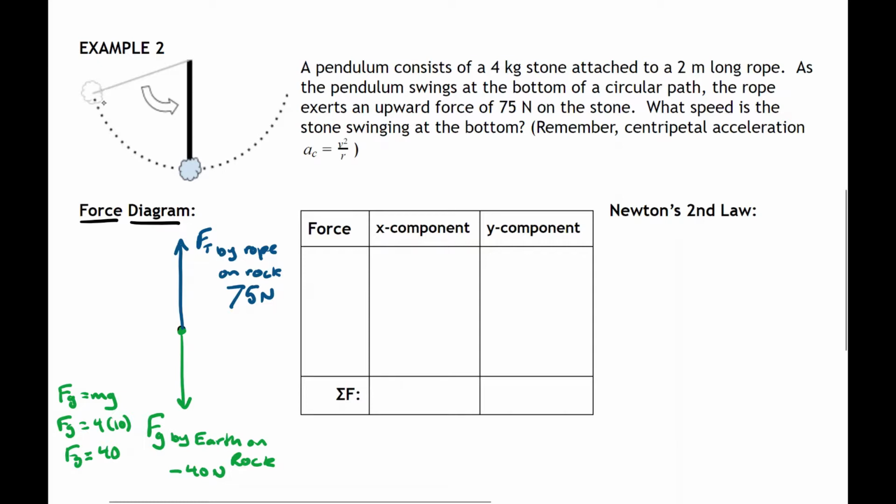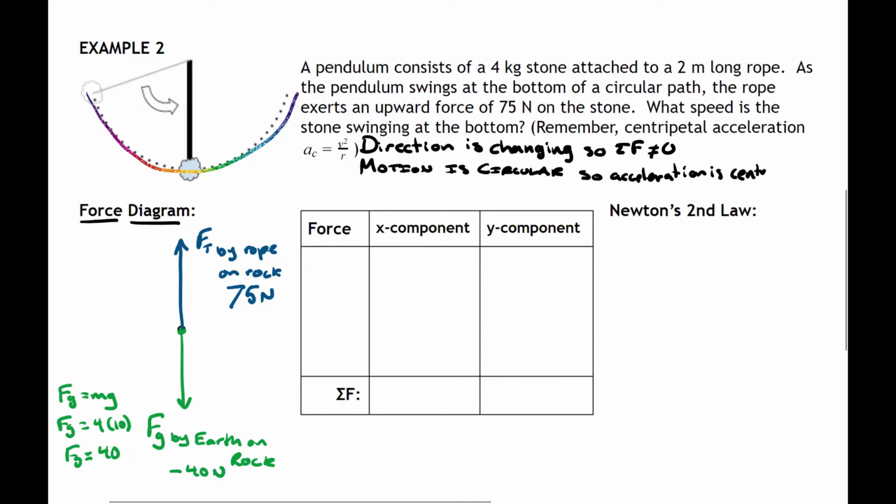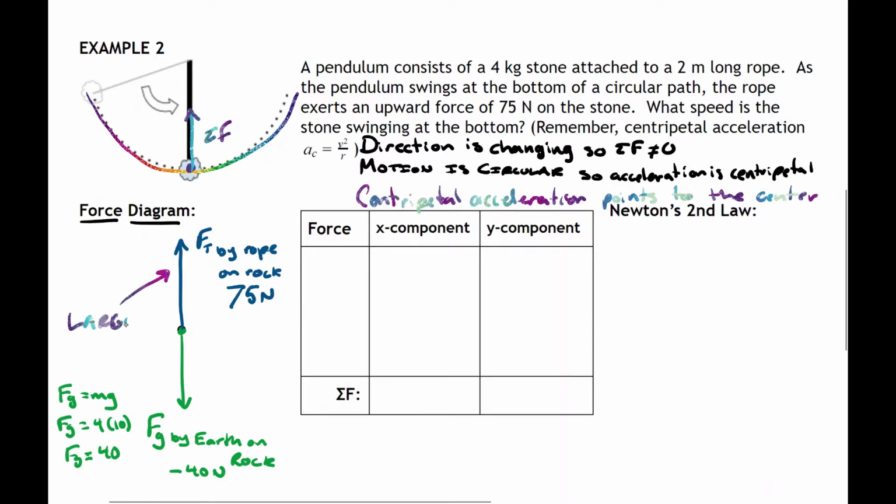Because this object is undergoing circular motion, the rock swings in a circular path. So we know the direction is changing, which means the net force is not 0. The motion is circular, so there is a centripetal acceleration. Centripetal acceleration means the acceleration points towards the center, same as the net force. That means our net force should point upwards, because that's towards the center of the circular motion, which means this force of tension should be larger.